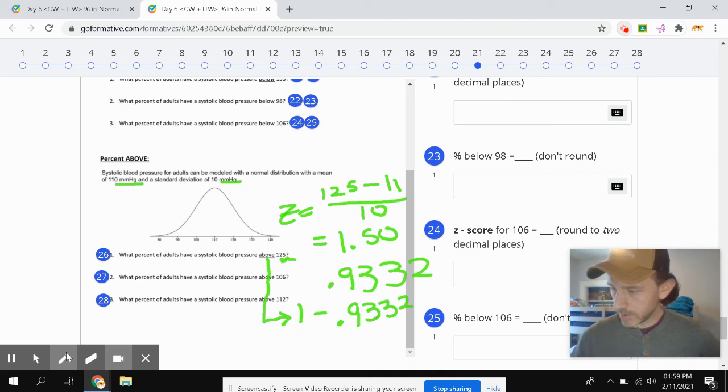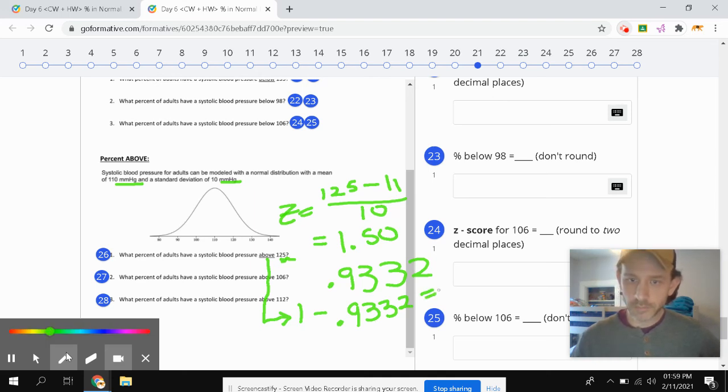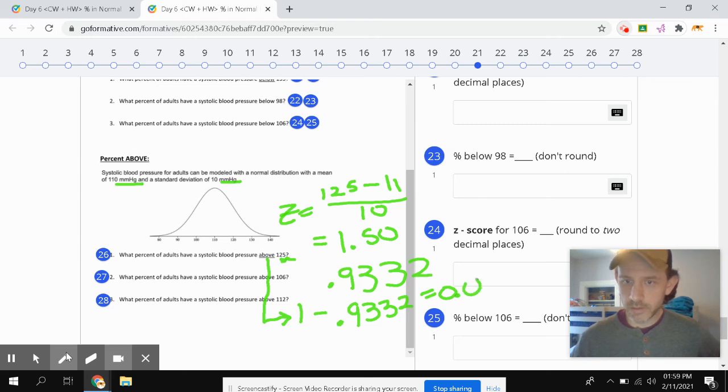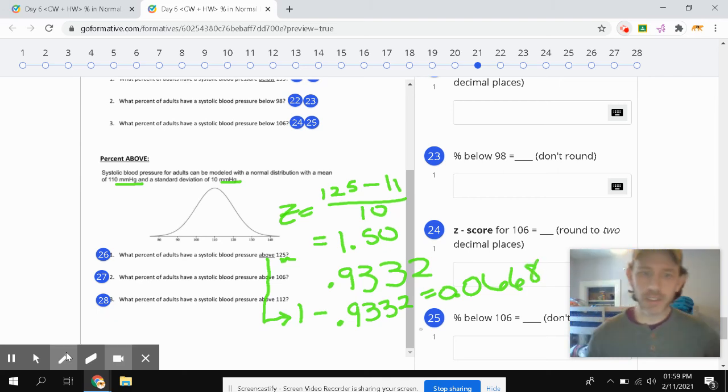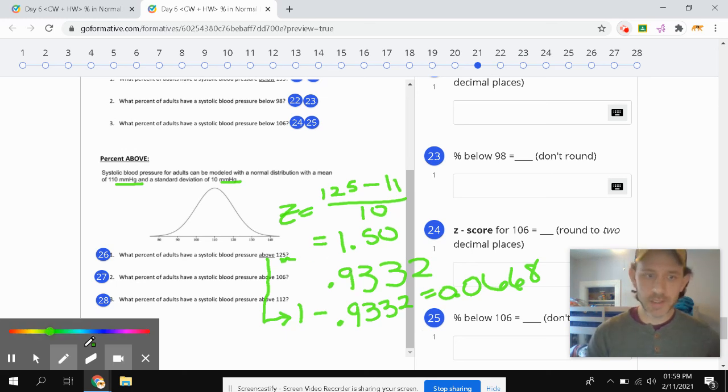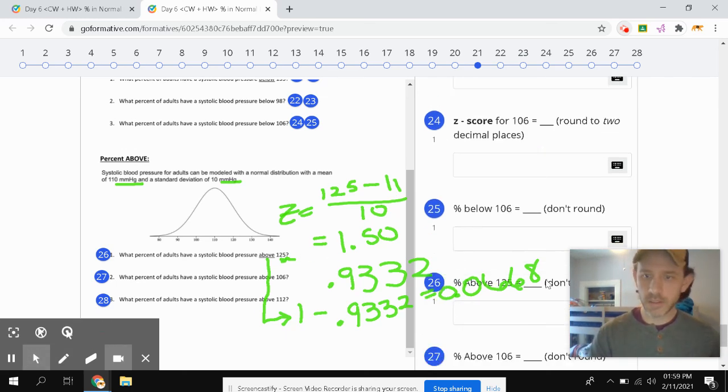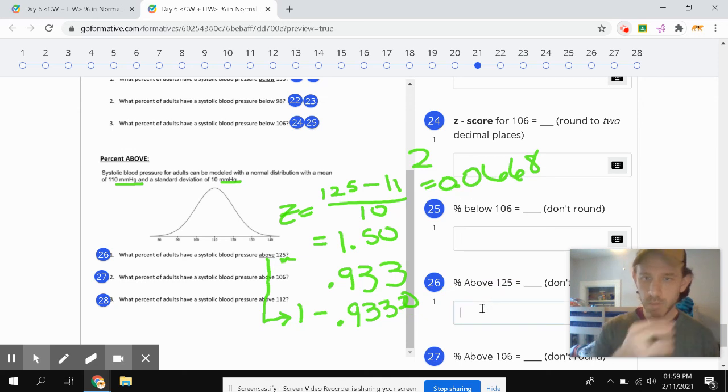And what are you going to get at the end here? It's going to be 0.0668. Okay? And that's what you want to make sure that you plug in for number 26. So if I go down here to 26, we plug in 0.0668, and we're good to go. Okay?